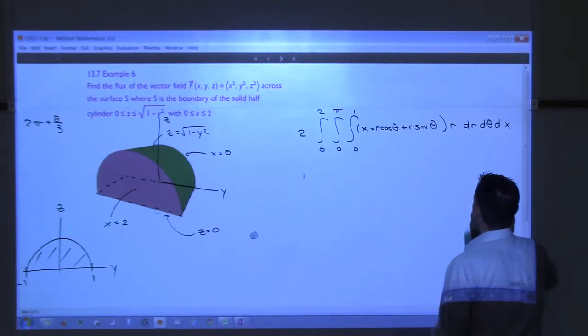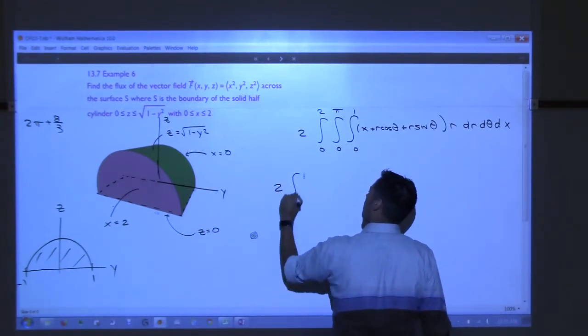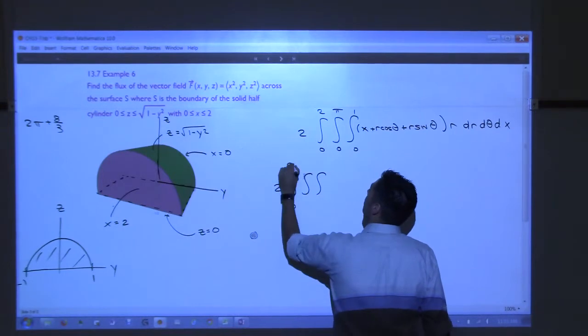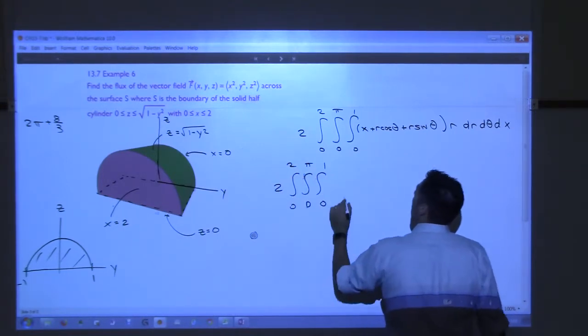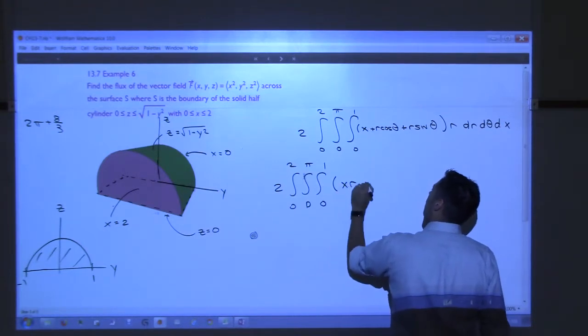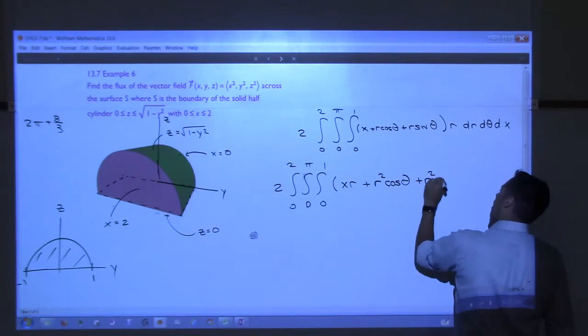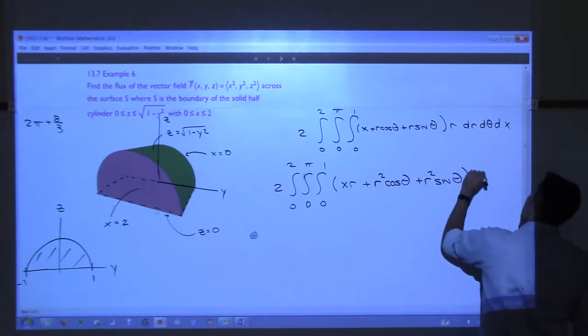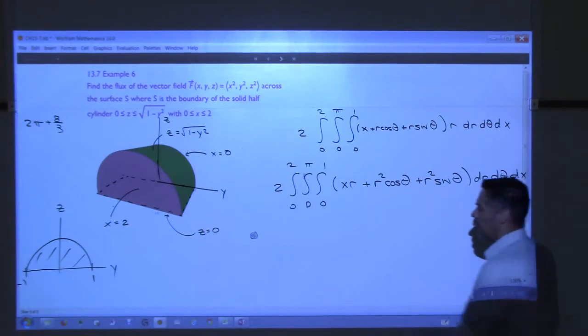Yes, I'm going to go ahead and compute this now. So I'm going to pass the r through. So 2 triple integral 0 to 2, 0 to pi, 0 to 1. And then I've got xr plus r squared cosine theta plus r squared sine theta dr d theta dx. I'm going to take this the whole way. I want to get to 2 pi plus 8/3.